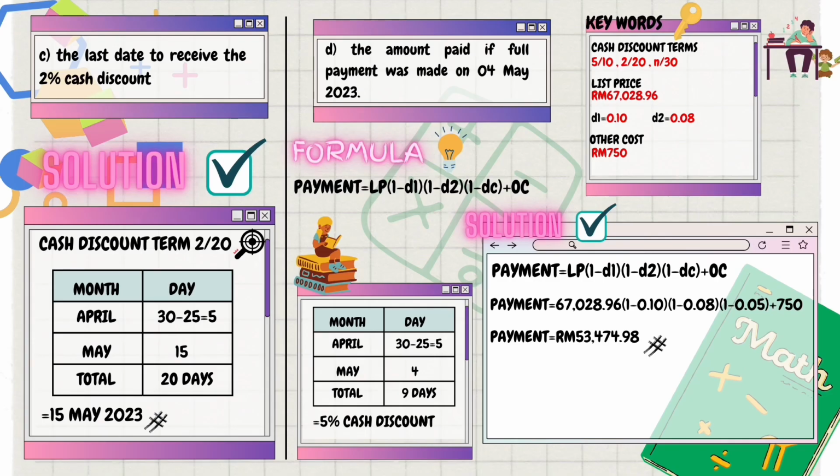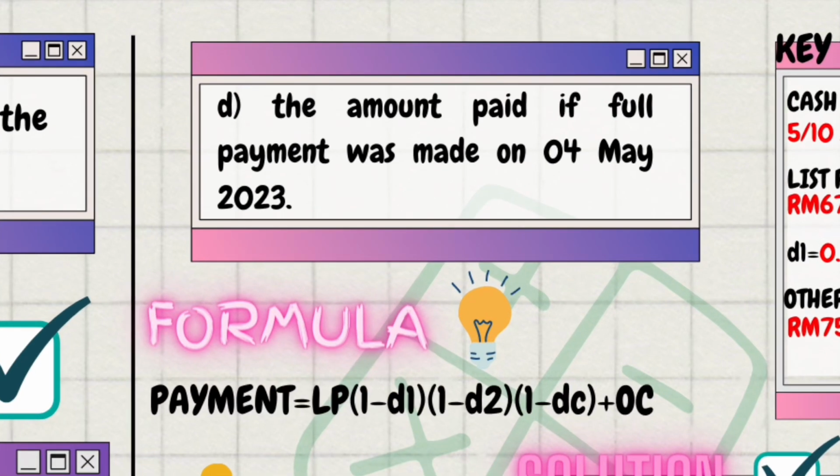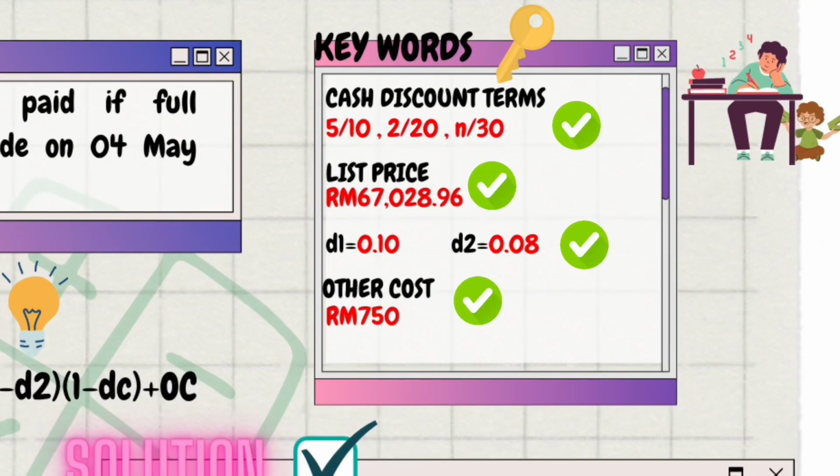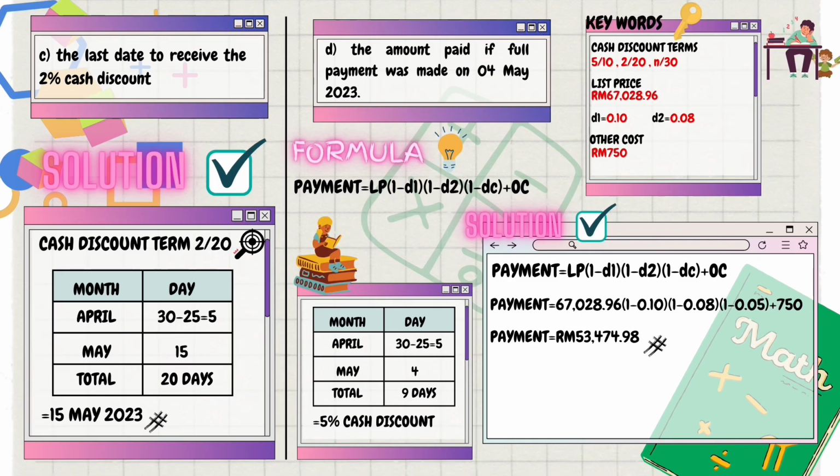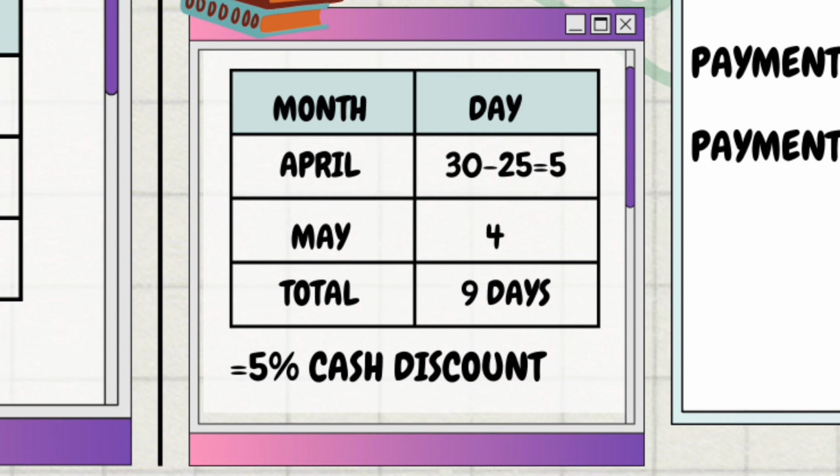So we continue to the last question of our presentation: the amount paid if full payment was made on 4 May 2023. First, we need to list down the keywords to make it easy to answer. Next, we calculate how many days from the invoice date until 4 May. What we get is 9 days, which gets the 5% cash discount.